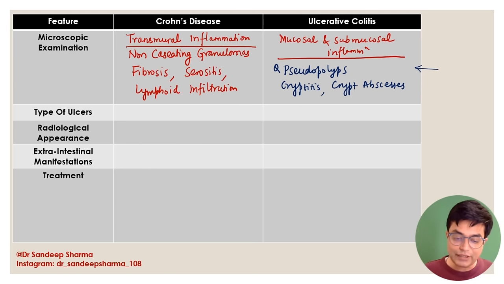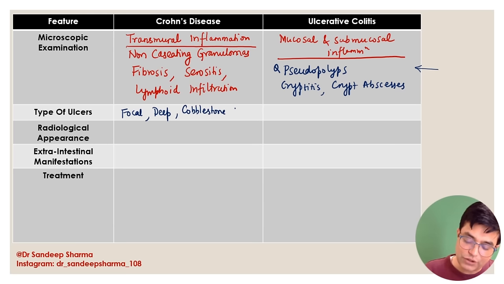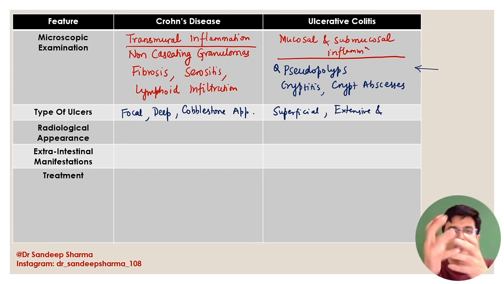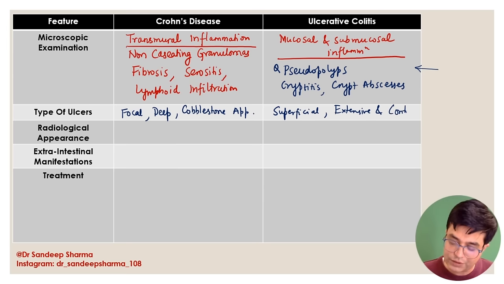Now what are the types of ulcers seen in these patients? Iske andar Crohn's disease mein focal ulcers hote hain. They are deep ulcers because transmural inflammation hai, and they give a cobblestone appearance. So cobblestone appearance of ulcers when you do endoscopy is seen in these patients. Ulcerative colitis ke andar you find that there are superficial ulcers, but they are more extensive and continuous. To bahut dur tak jayenge lekin superficial honge. So extensive and continuous.